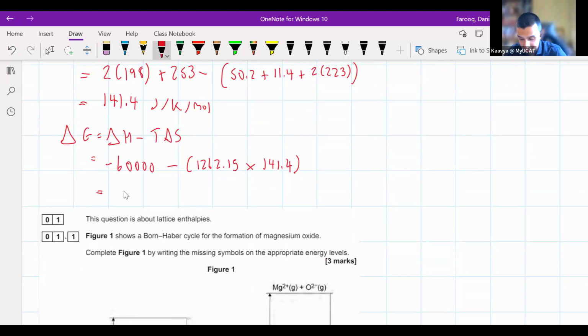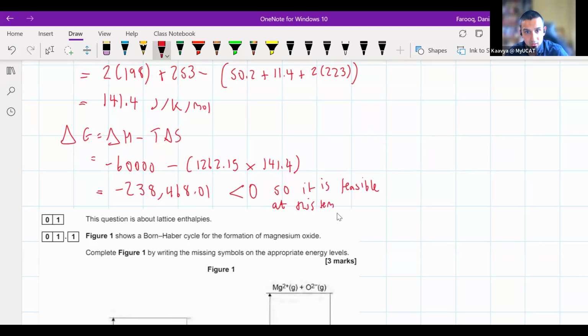The main thing now is that this is negative. So it'll be minus 238,468.01, which is less than 0. So it is feasible at this temperature. Remember, delta G less than 0 is when it's feasible at this temperature.